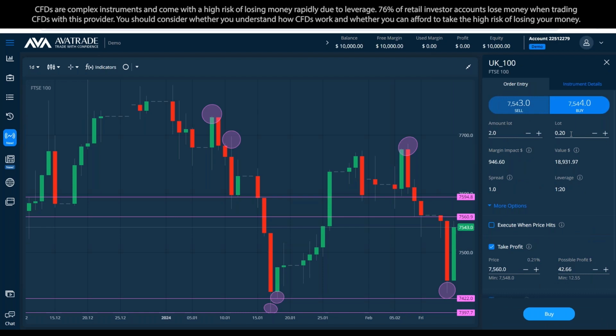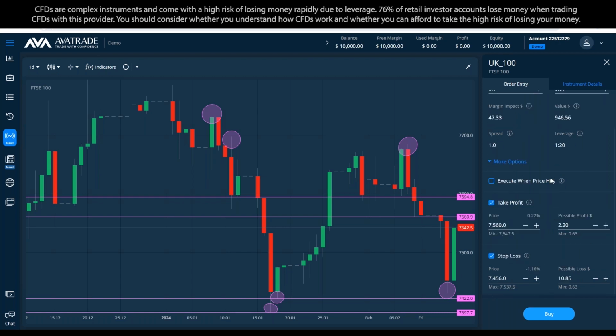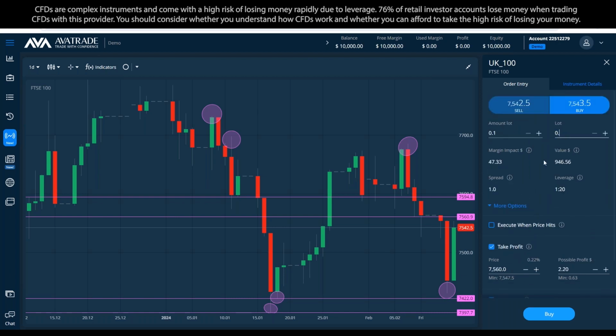Right here we have 0.2, that comes down to 20 shares, let's see, if the lot is 1, it's a nice way of checking it. So we have 10 shares. If we have this much, we have just 10% of it. So let's suppose we're going to go with 0.1.